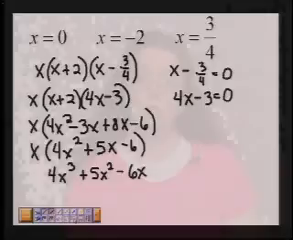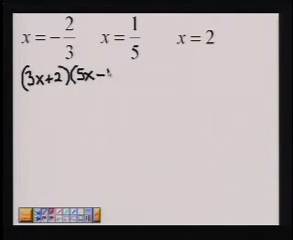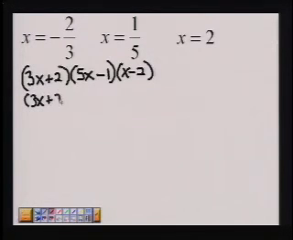Let's do one final example. Let's find a polynomial with roots at negative 2/3, 1/5, and 2. So for negative 2/3, I get the factor 3x plus 2. For 1/5, I get the factor 5x minus 1. And for 2, I just get the factor x minus 2. Again, I always bring the one out front down to use later. That's just my preference.